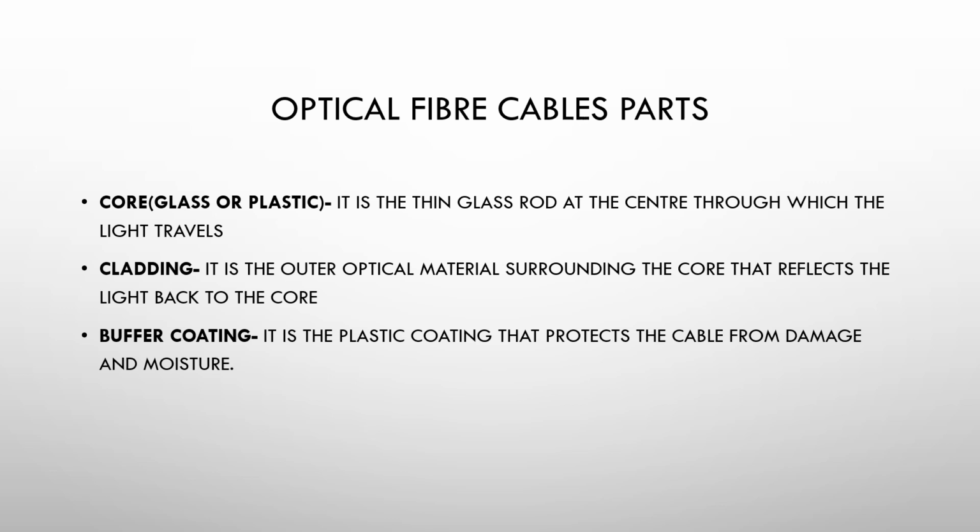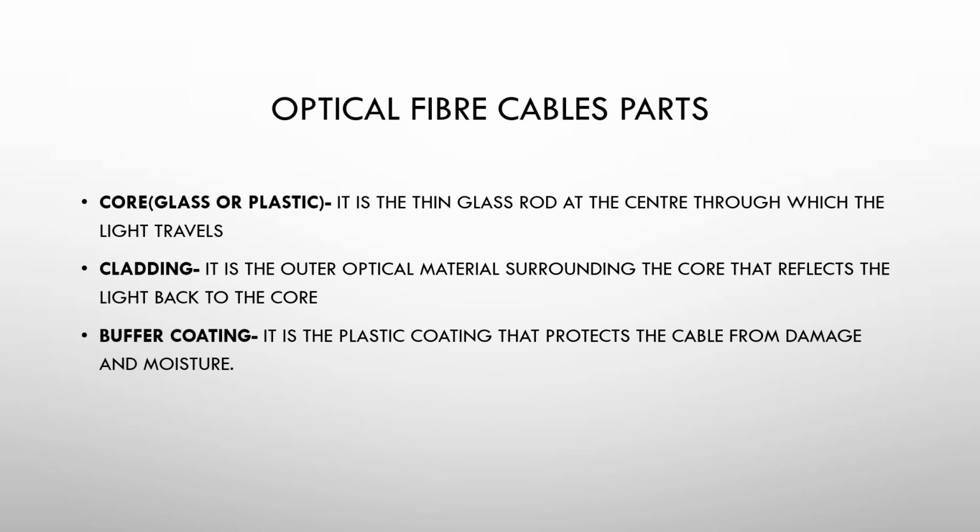Optical fiber consists of three parts or three layers. Number one is core. It is a thin glass rod at the center through which the light travels. Now here the light travels through a thin glass rod through which the signals are carried. Unlike other cables, signals are carried through a thin conducted material.